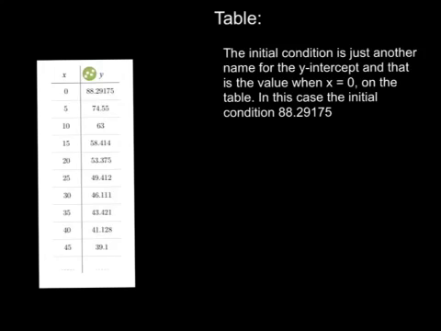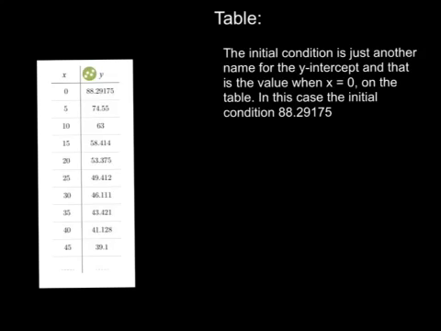A table can show us many things. The two most important things that a table can show us are what the initial condition is and what the rate of change is. Well, what is the initial condition on this table? First of all, you need to understand what an initial condition is. The initial condition is just another name for the y-intercept, or the starting value. And that is when x is equal to 0.